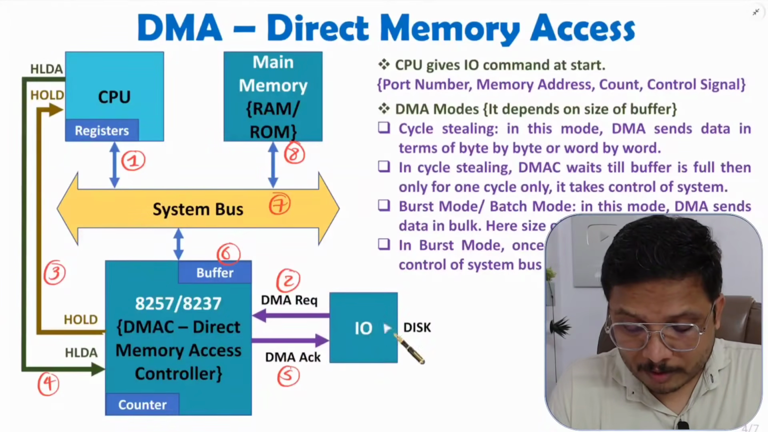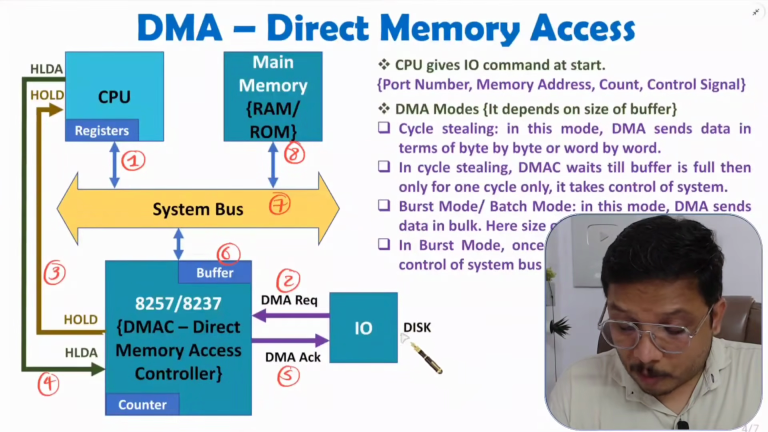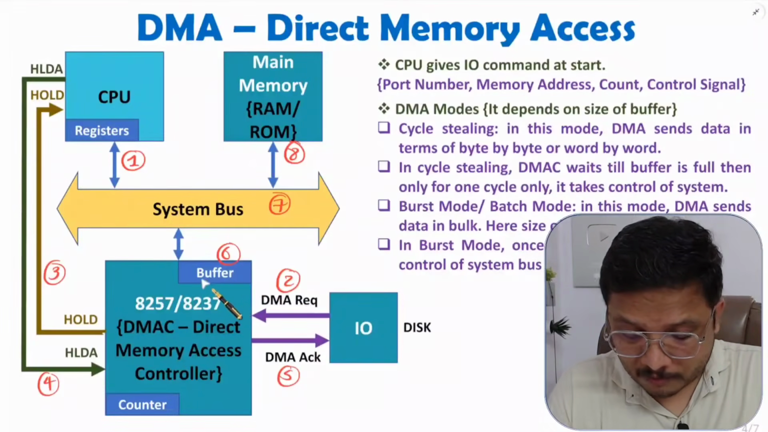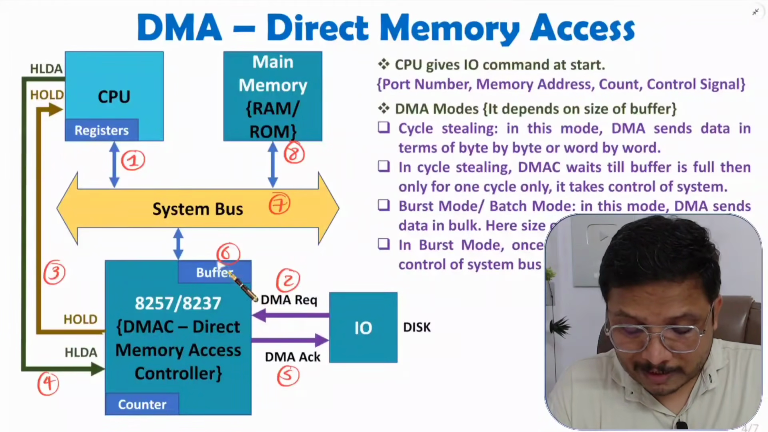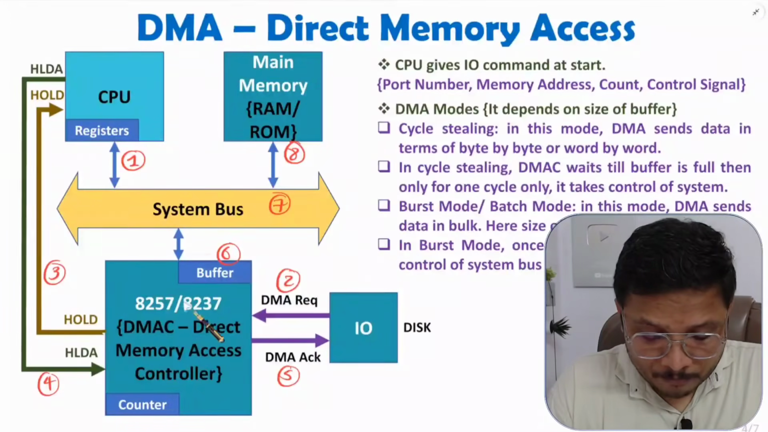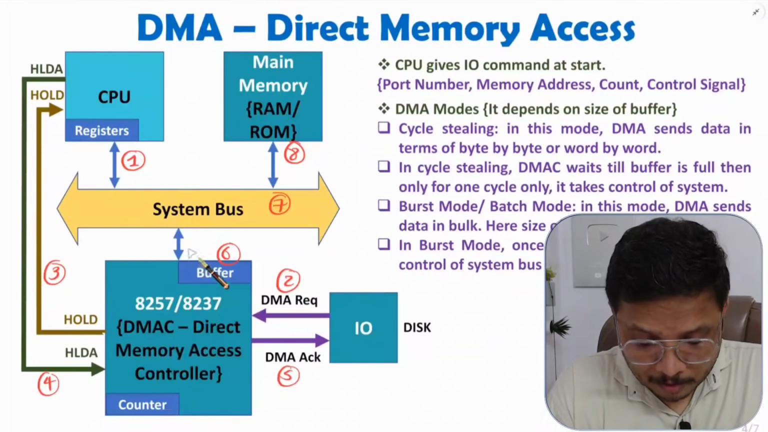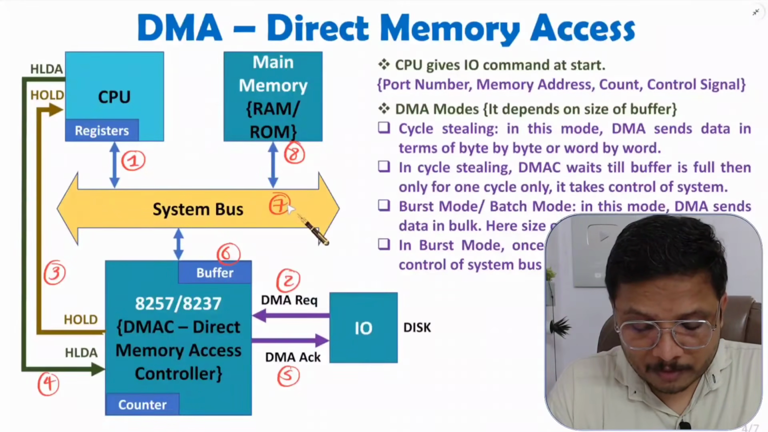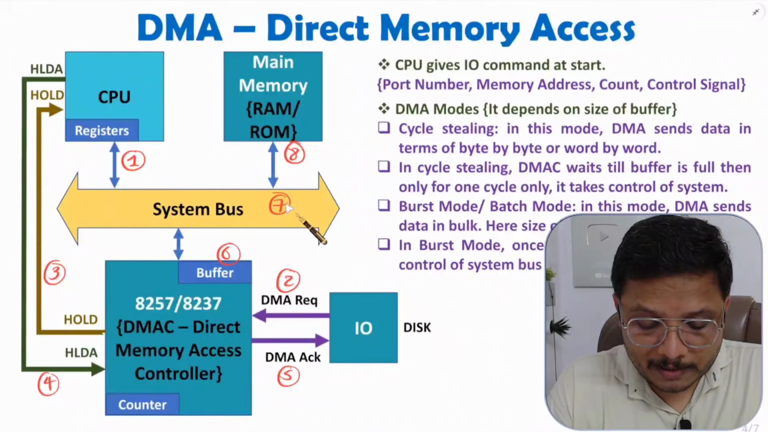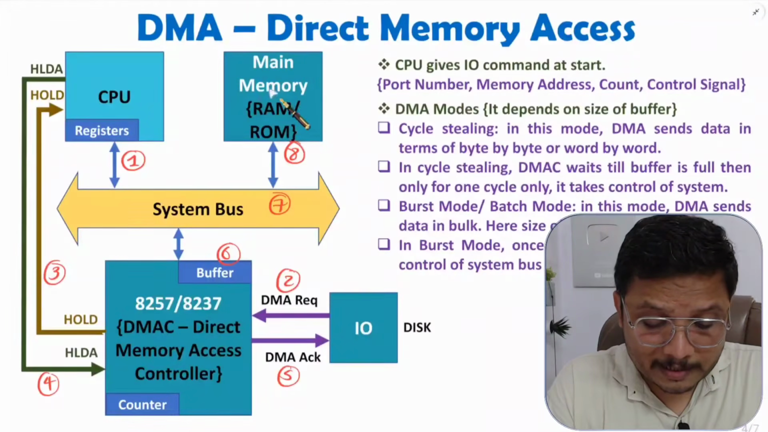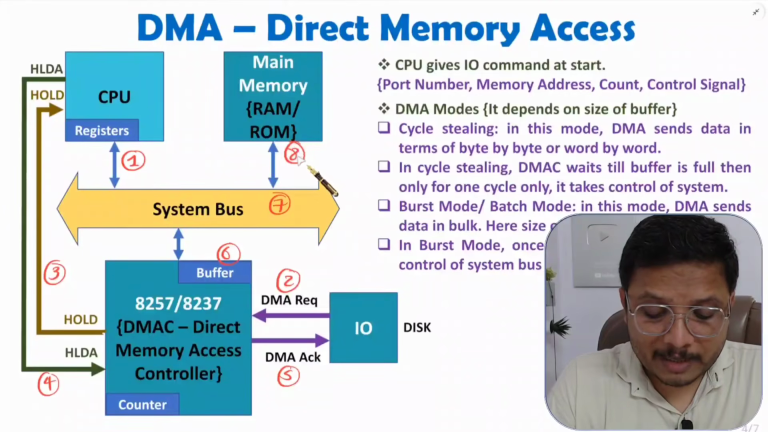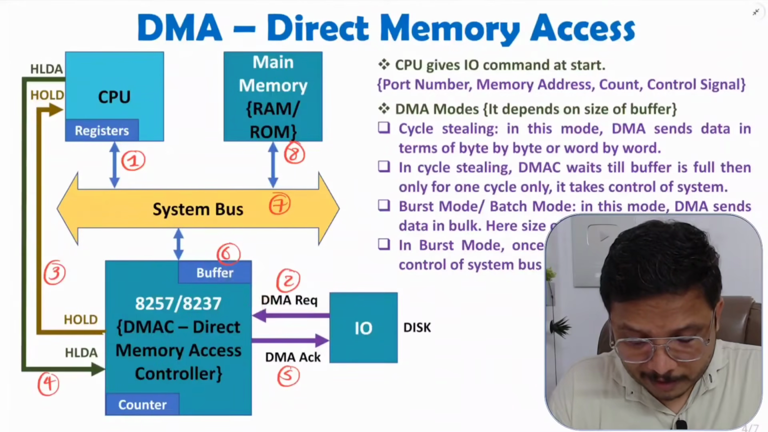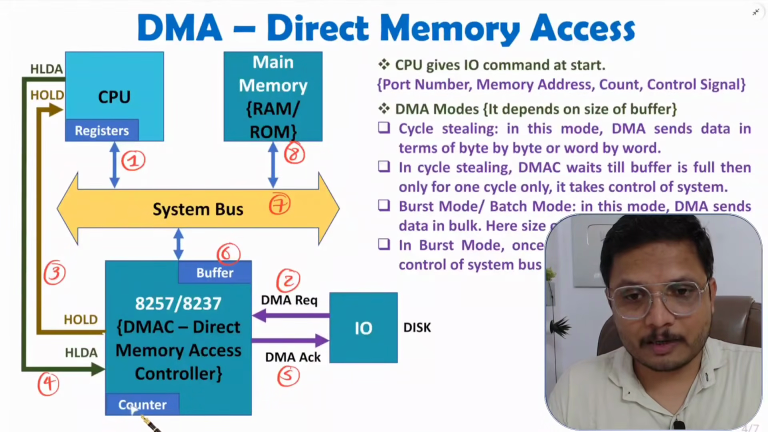Now disk is a slower device, remember this, and that slower device will have to transfer data to buffer first. Once buffer is full, that is step number 6, that data by DMA will be uploaded over system bus. So that data will be available on system bus now. Once that data is available on system bus, it can be read easily by main memory, and now that data will get transferred to main memory. And this process will be repeated till this counter gets set to 0, right?